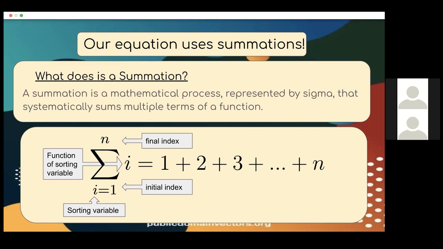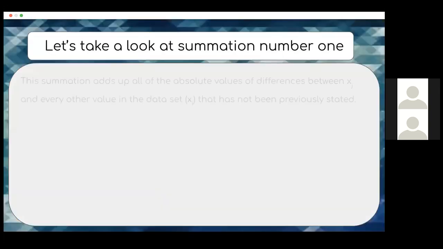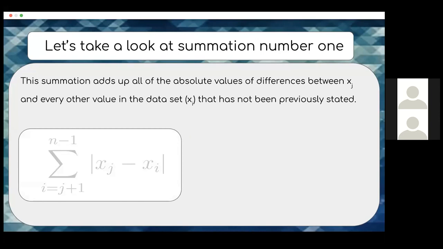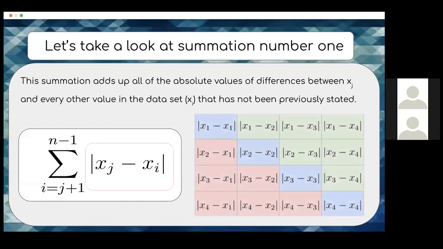The initial index is where you start from. So here, the initial index is 1, and then we start at 1 and add across. And then our final index is n, and that's where we're going to stop the adding process. And as you can see, it goes to n. So our equation uses two summations, okay? So our first one adds up all of xj minus x1.